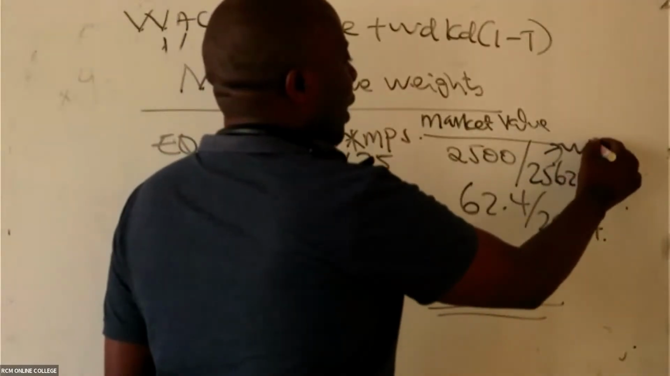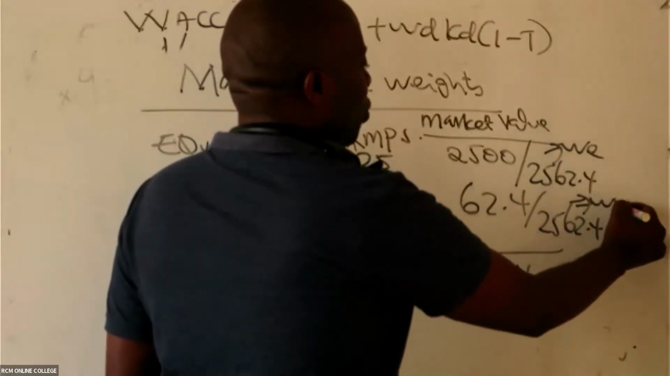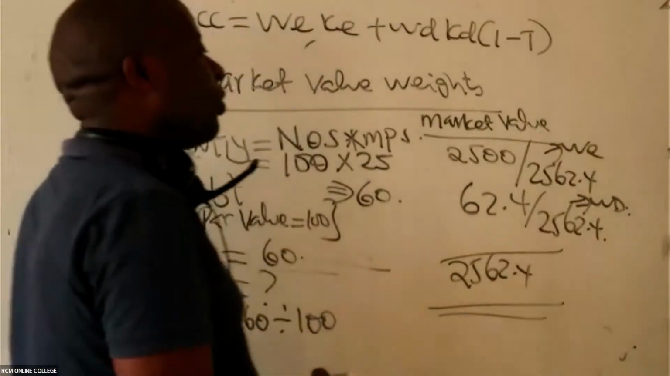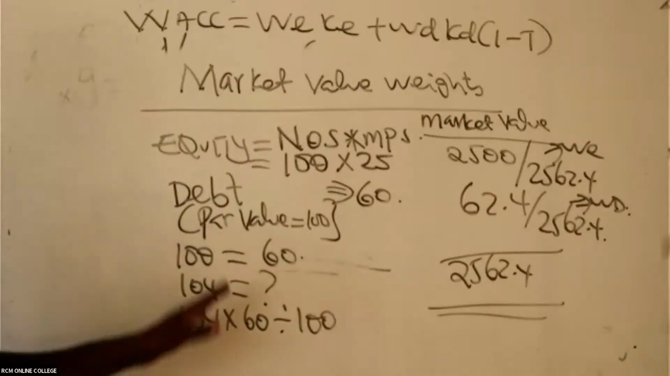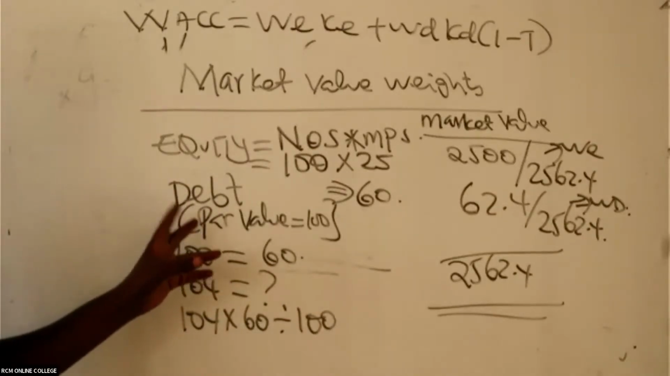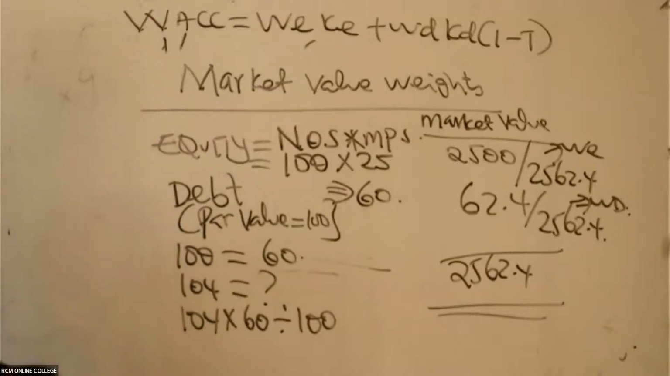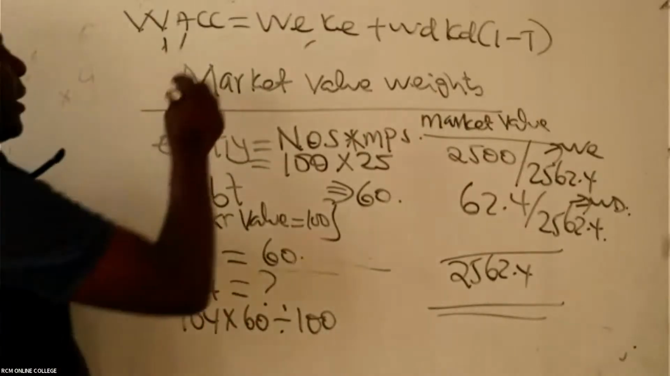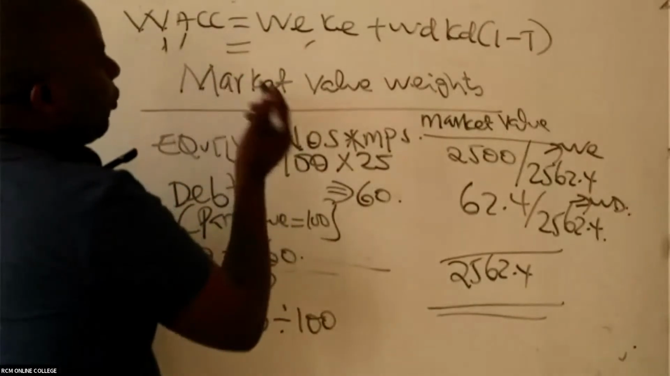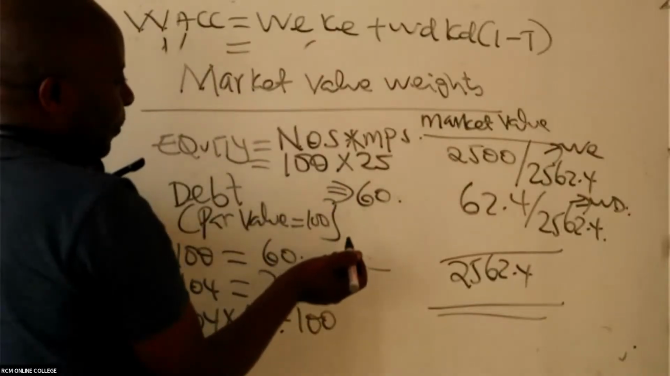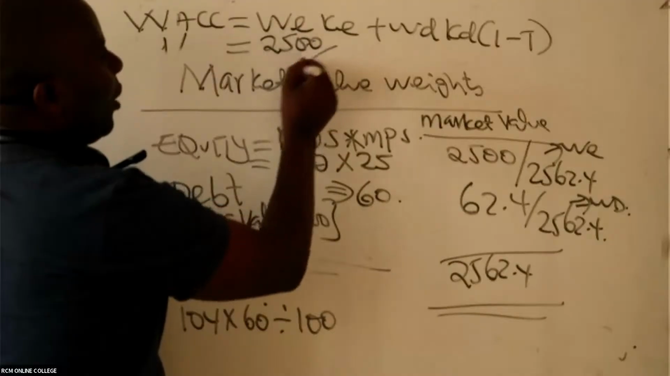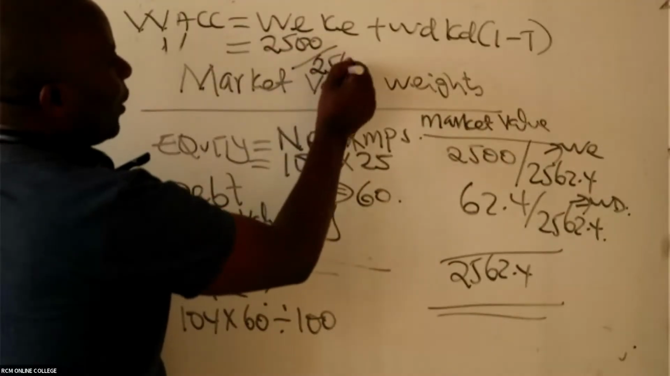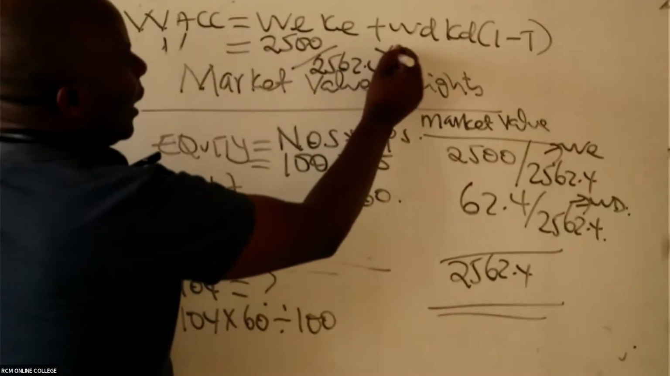This is the weight of equity. This is the weight of debt. I'll repeat this because I know it's a problem to many students, but before I repeat it, please come and substitute here. So the weight of equity, do we have weight of equity? Yes, we have weight of equity, which now is 2,500 over 2,562.4 times the cost of equity.